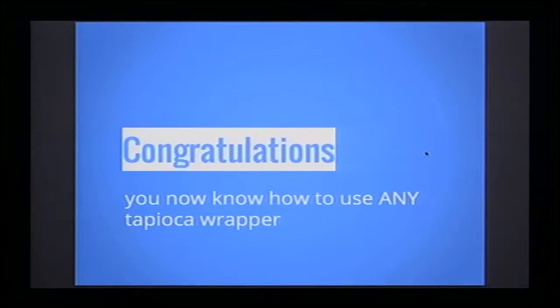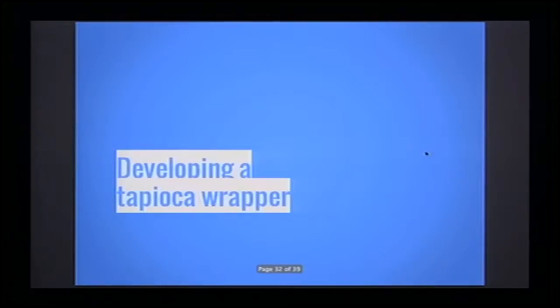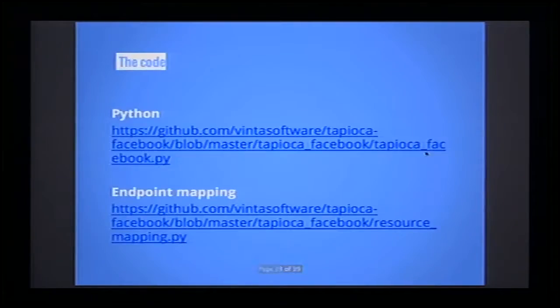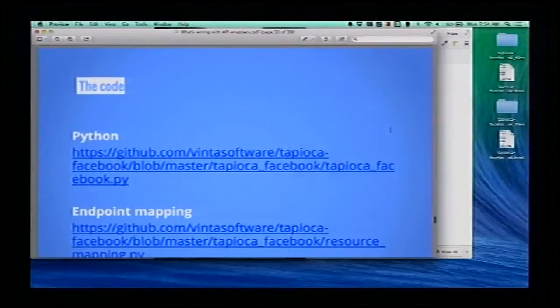So congratulations, you now know how to use any Tapioca library. Once you learn how to use one type of Tapioca library, you are able to play with any other. So if you get a Tapioca Twitter, you already know how to play with it. It's just the same as we showed on the Facebook one. And let me show you how easy it is to write a wrapper for any service you want. So this is an example for the Facebook one.